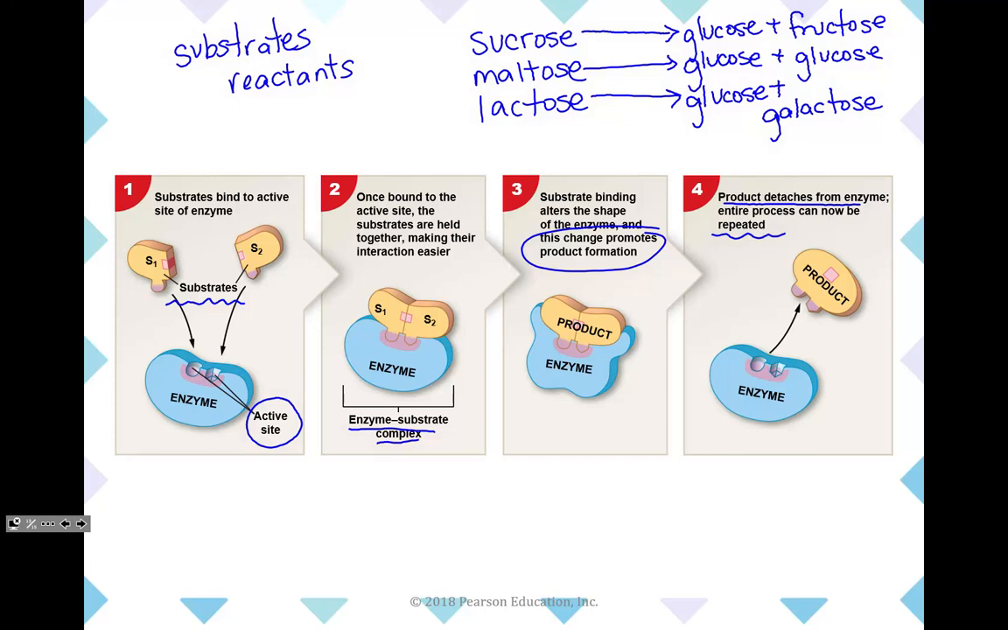And sucrase is the enzyme that can break down sucrose. Maltase is the enzyme that can break down maltose. And lactase is the enzyme that can break down lactose. That's how specific the folding of the active site, the structure of the active site is. It can recognize these different substrates that vary only slightly in their structure.